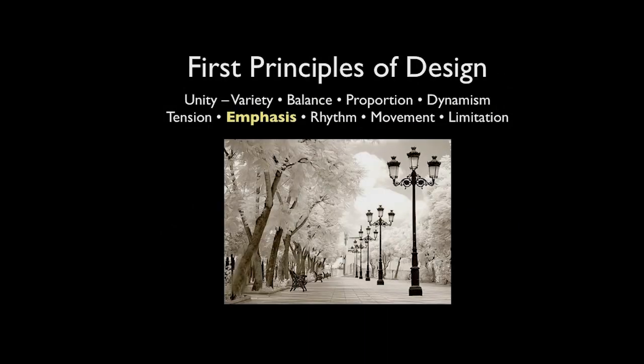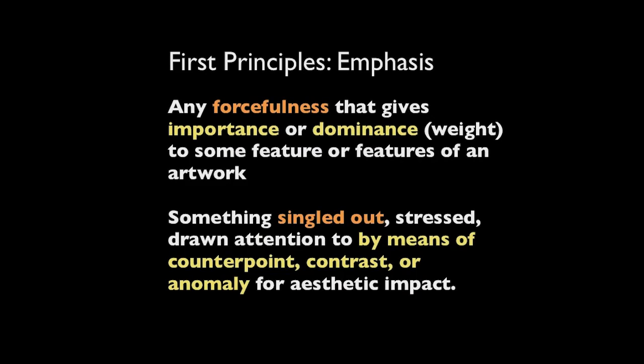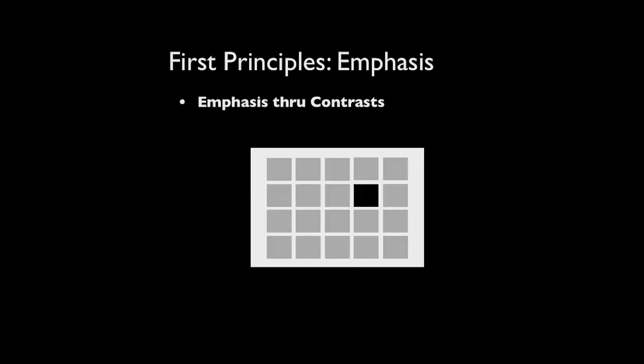Okay, so remember I said we'd look at 10 different ways to control emphasis. So let's do that. Emphasis being any forcefulness that gives importance or dominance to some feature or features of an artwork. Something that's singled out by means of counterpoint, stress, contrast, anomaly for an aesthetic impact. So here's our first technique.